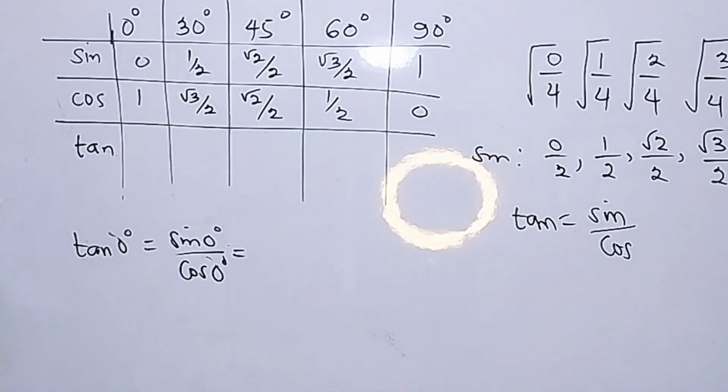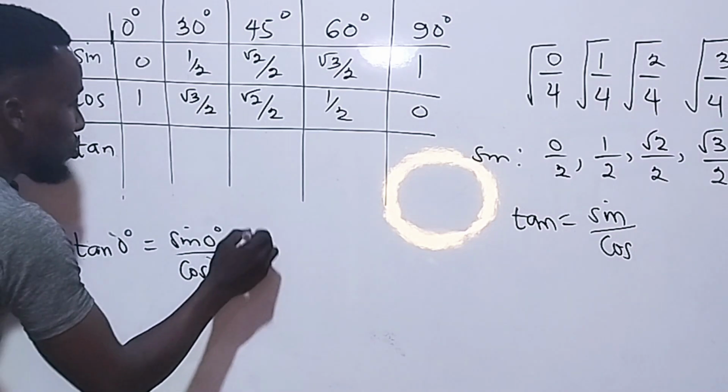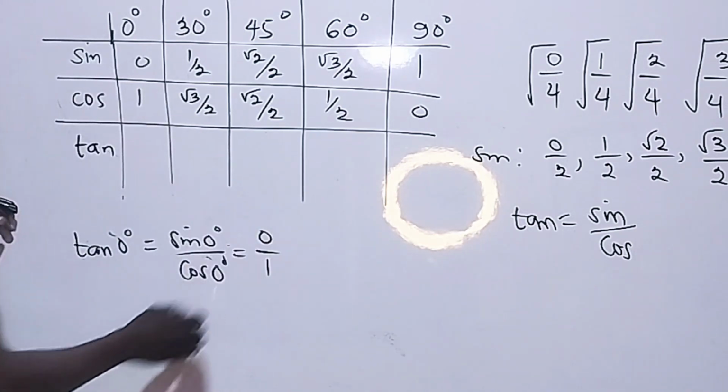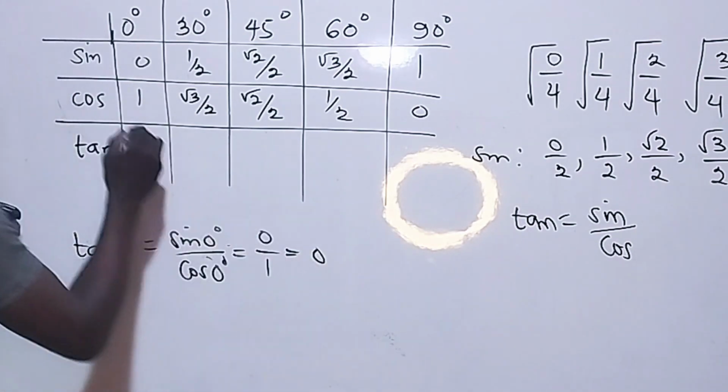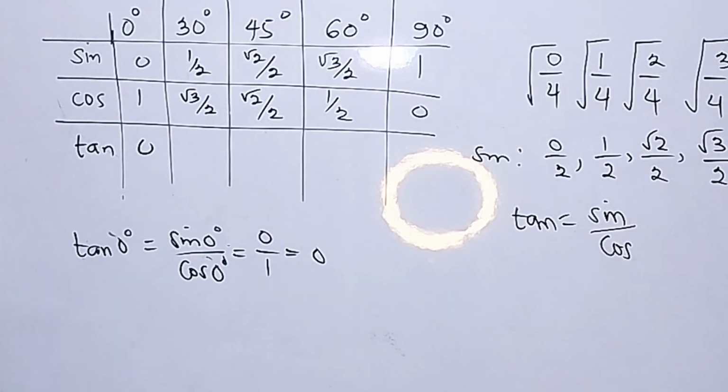And that will be, what is sine 0 degree? Sine 0 degree is 0, and cos 0 degree is 1. And 0 over 1 is 0. So this guy is 0. That is the first one.